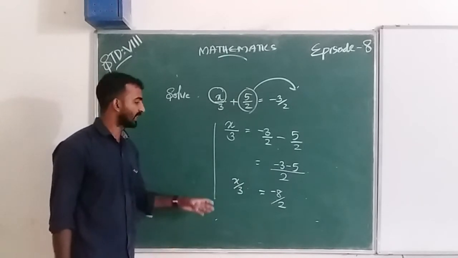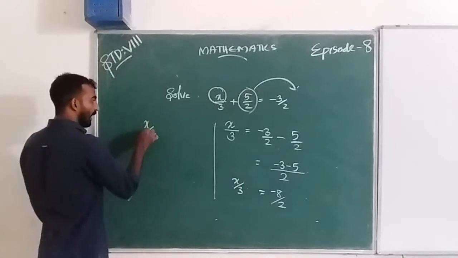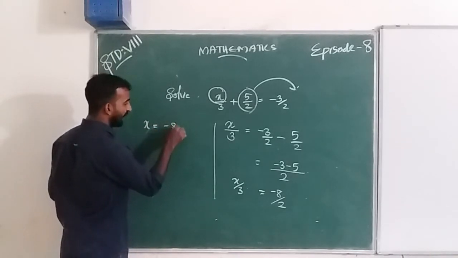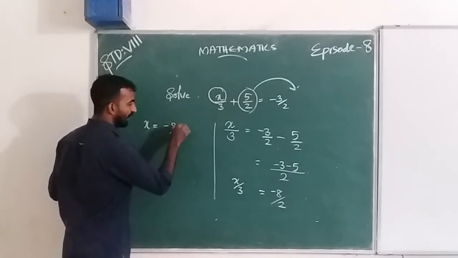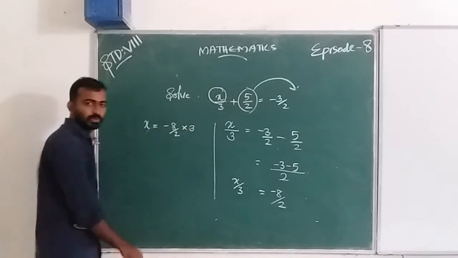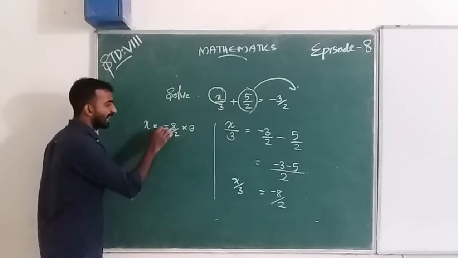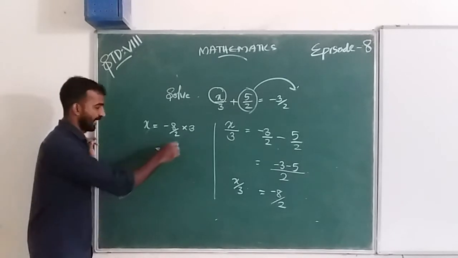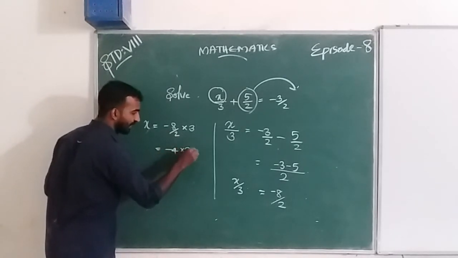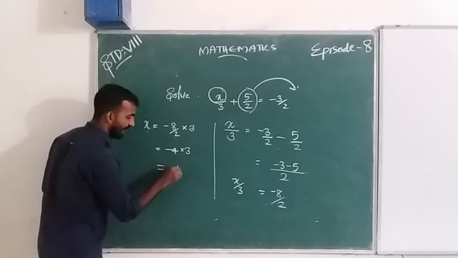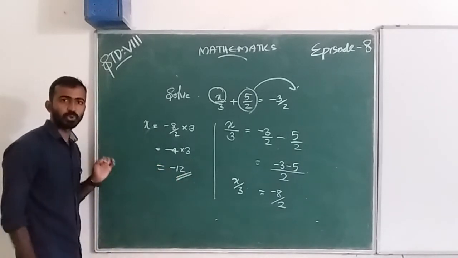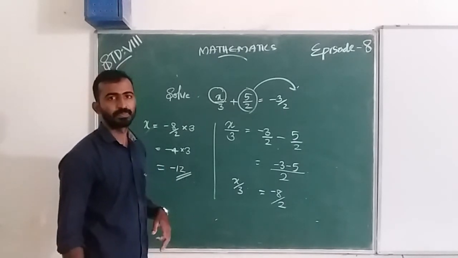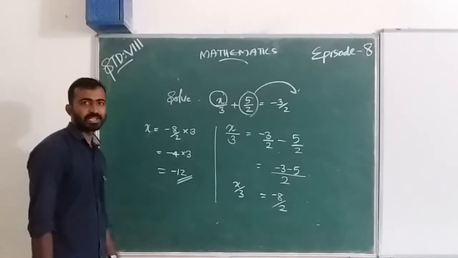That is, x equals negative 8 by 2 into 3. Here we can write negative 8 by 2, that is negative 4. Yes. That is negative 4 into 3. What is the answer? Negative 12. That is the answer. Yes, that is negative 12.